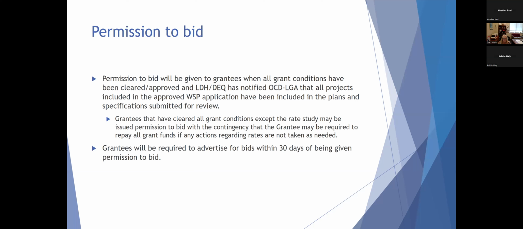Grantees will be required to advertise for bid within 30 days of given permission to bid. If at that time you receive your permission to bid and you do not think that you can meet that 30 days, you can submit a request for an extension. I am allowed to approve extensions for up to 30 days for advertisements for bid. Anything over that must go before the Water Sector Commission.